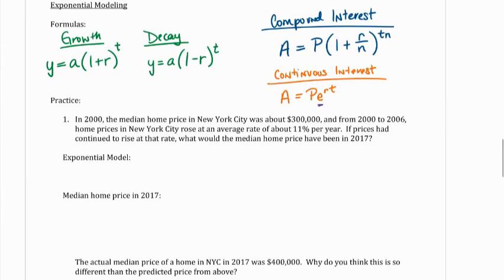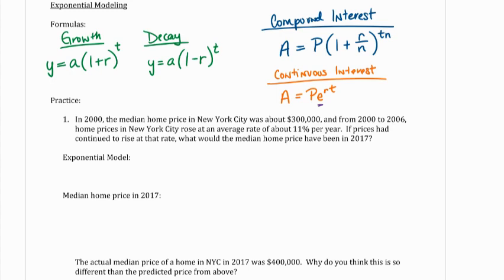Okay, on to exponential. This is the second part we did here. Our first one: in 2000, the median home price in New York City was about $300,000. From 2000 to 2006, prices rose at an average rate of 11% per year. That rising at a rate of 11% per year is your hint, by the way, that it's an exponential. If prices had continued to rise at that rate, what would the median home price have been in 2017?